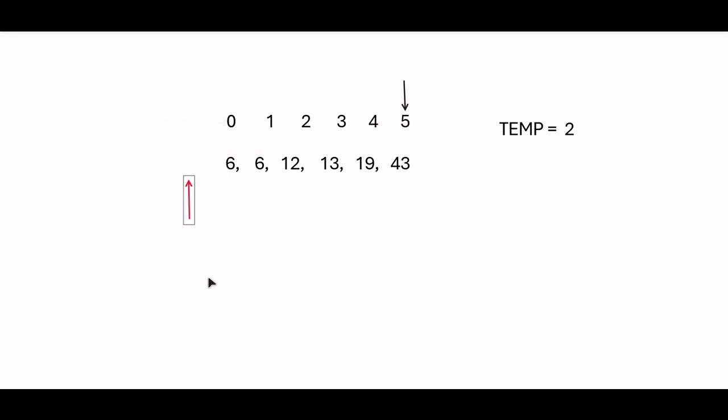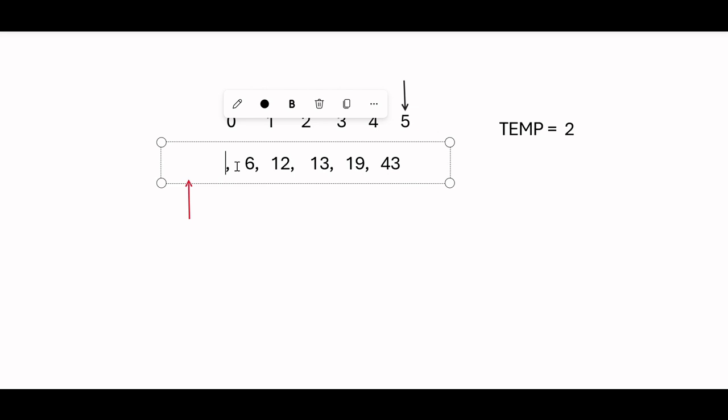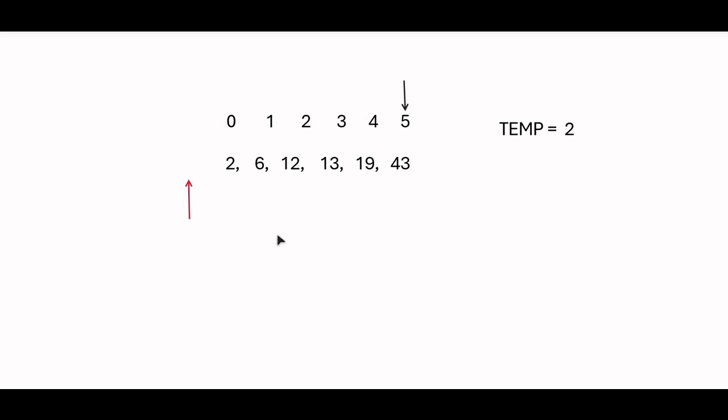So this is the other condition. Which condition? J has become lesser than 0. In that case, what is the expression to be followed? In the j plus 1th position, you write what is in temp. So if j is minus 1, then j plus 1 will be a 0. In that position, I'll put what is in temp. So that will leave your array sorted.